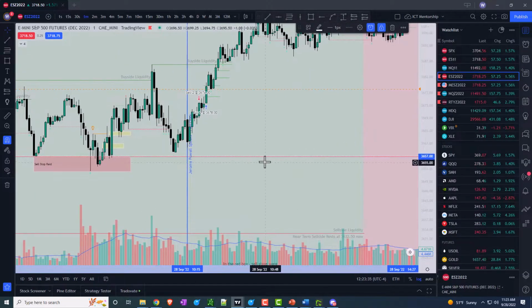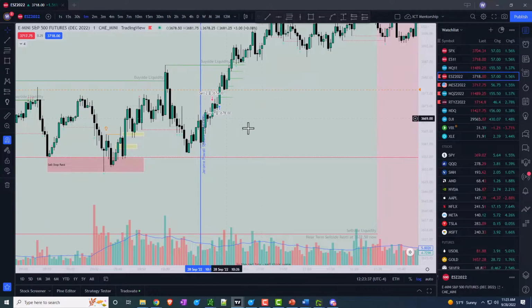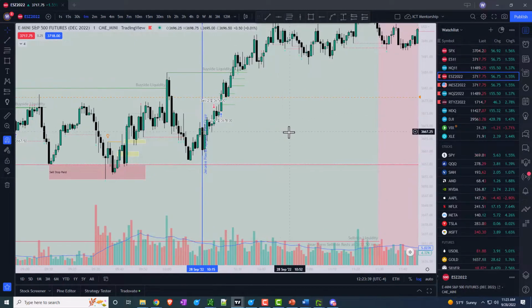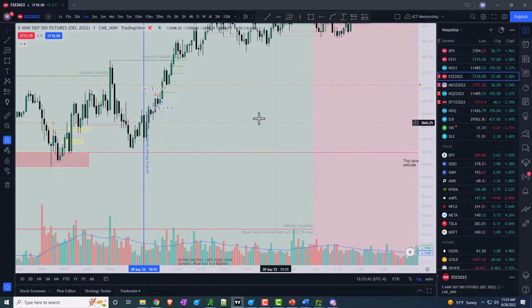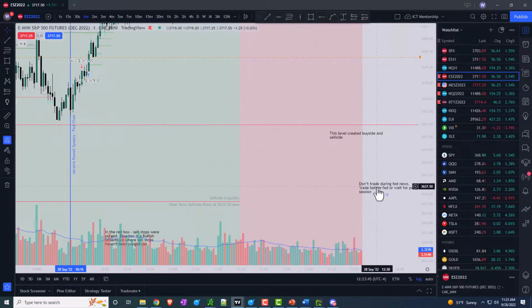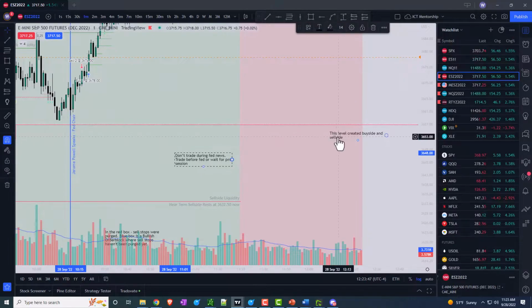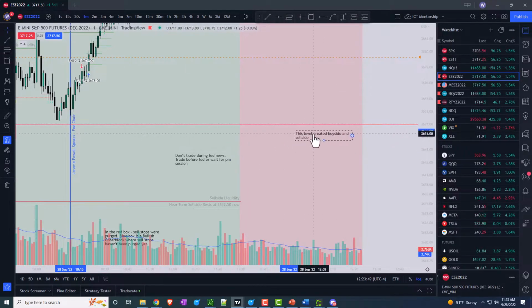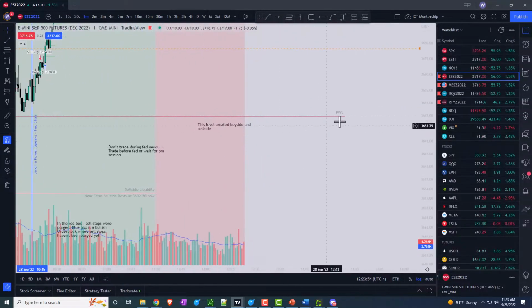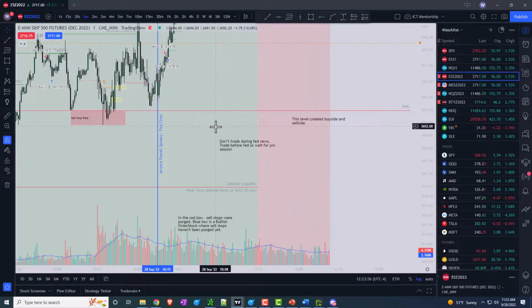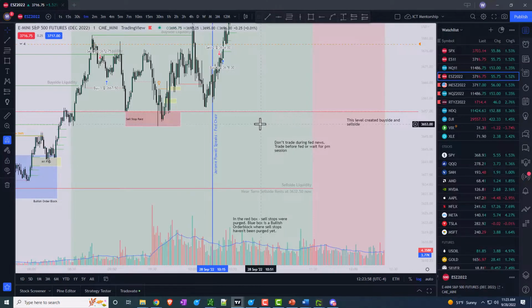that's okay. There's going to be losing trades, but all of this is a learning experience for me as I'm doing this TopStep challenge. So I have here, don't trade during Fed news. We have that this level created, this buy side and sell side. This is the previous week low. That is one of the key points that we should be looking at.